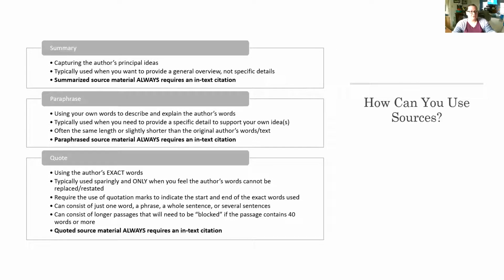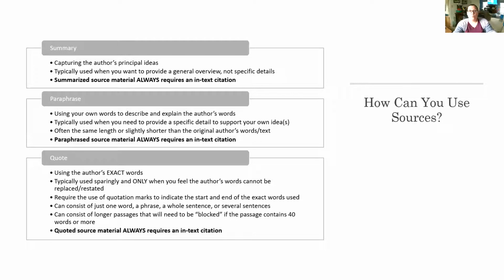But just for right now, you need to remember that a paraphrase has to look and sound completely different than the original. It requires an in-text citation. Even though you're taking that little bit of information and putting it totally in your own words, it still gets a citation. The third way that you can use source material is by quoting the source. This is where you are going to use the author's exact words.